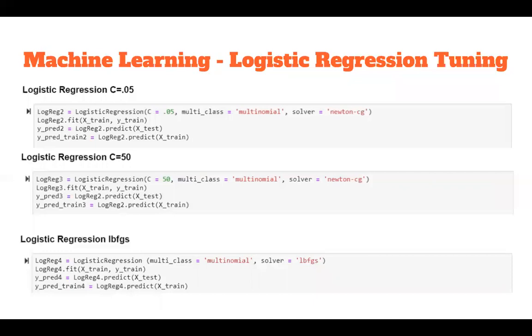First, we decreased the C parameter to 0.05. Second, we increased the C parameter to 50. And lastly, we changed the solver from Newton CG to LBFGS. However, our findings were a little surprising.